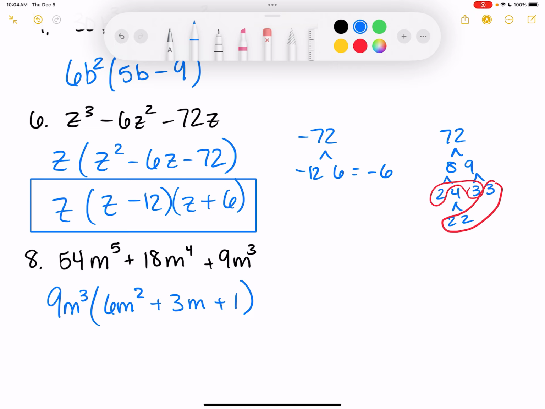So are there factors of 6 that add up to 3? What are our possible factors of 6? 2 and 3. Add those together, we get 5. What else? 6 and 1. If I add those together, I get 7. So this is as far as it can go. This one would get left here. It can't be factored any farther.